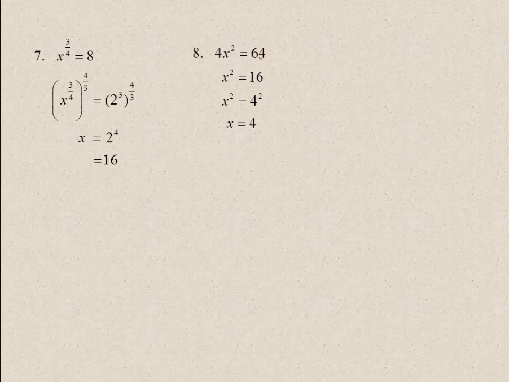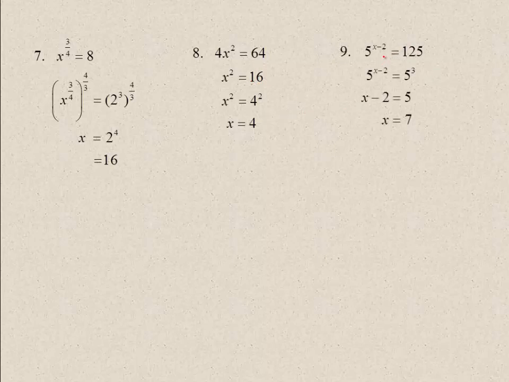Number 8 is a good question. The trick over here, guys, is this 4. It's 4x squared is equal to 64. So your first step here was to get rid of the 4. Go to the other side. 64 divided by 4 is equal to 16. Correct. Halfway there.